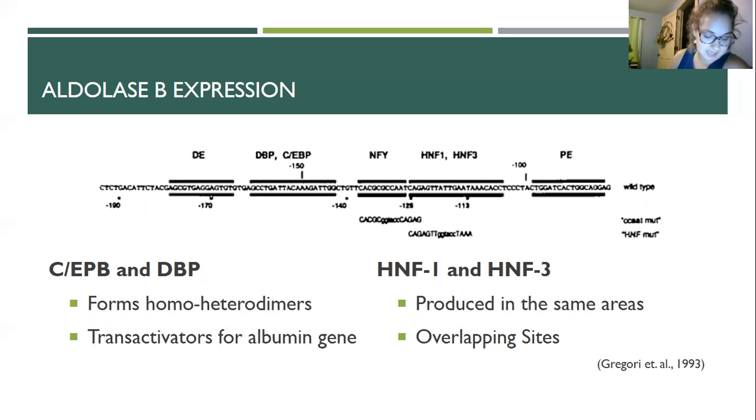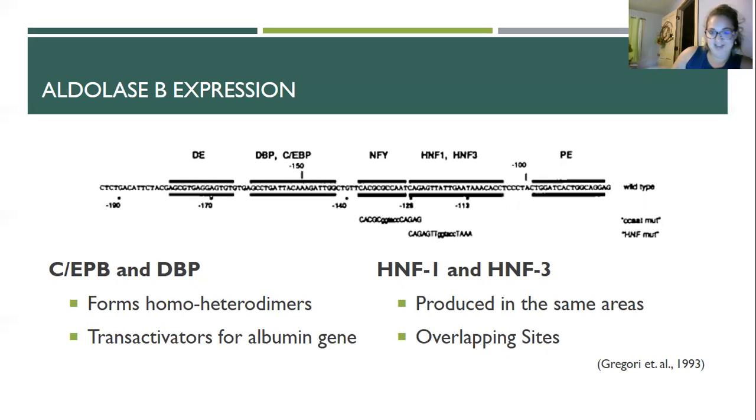C/EBP and DBP. So C/EBP forms heterodimers, and the C/EBP and DBP are transactivators for the albumin gene. And then the DBP is a transactivator for the Aldolase B promoter in hepatoma, so that's the HepG2 cells, and the C/EBP is active in other cells. Both are active on the albumin promoter in HepG2 cells.